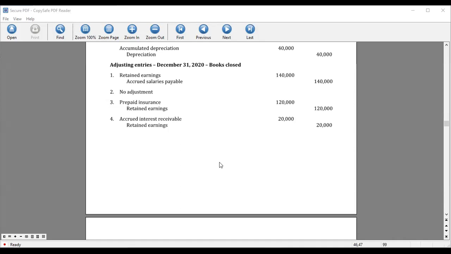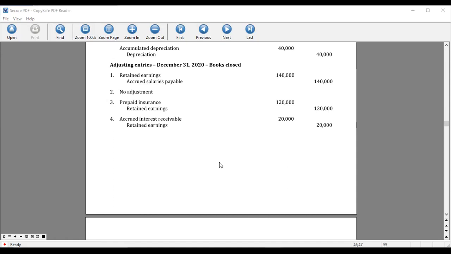So we now have the books, assuming that the books are closed. We have the adjusting entries, debiting retained earnings for the amount of 140,000 and crediting accrued salaries payable. In other words, we now assume that the books are already closed, so there is no need for the nominal accounts. So there's no adjustment for number 2.